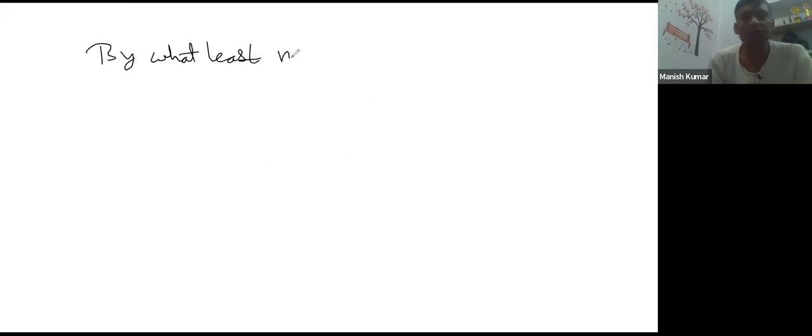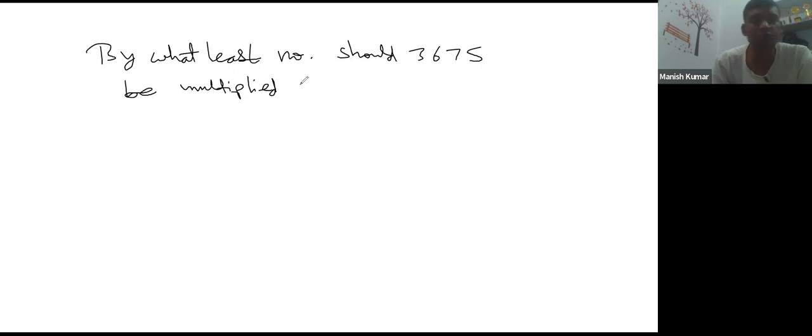By what least number should 3675 be multiplied to get a perfect square? To get a perfect square.